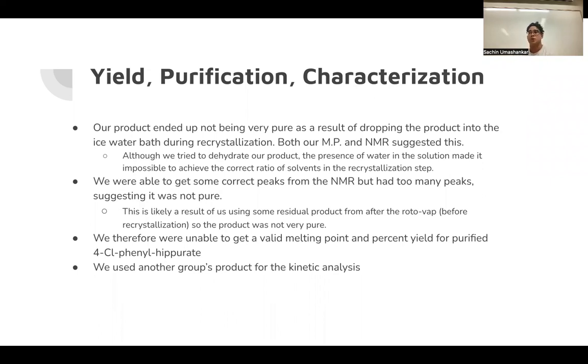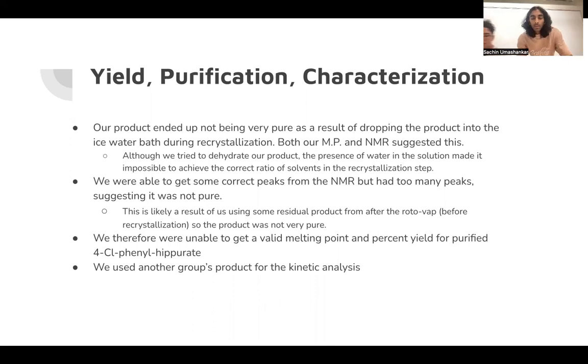In the NMR, we were able to get some correct peaks, but we had too many, and this suggested that the product was not entirely pure. This is a likely result of us using some residual product from after the rotovap, which is before the recrystallization step. So the product just wasn't very pure. As such, we couldn't get a valid melting point or percent yield for the purified 4-Cl phenyl hippurate. For the kinetic analysis, we had to use another group's product, Cole and Jasmine's. That was the group we used.